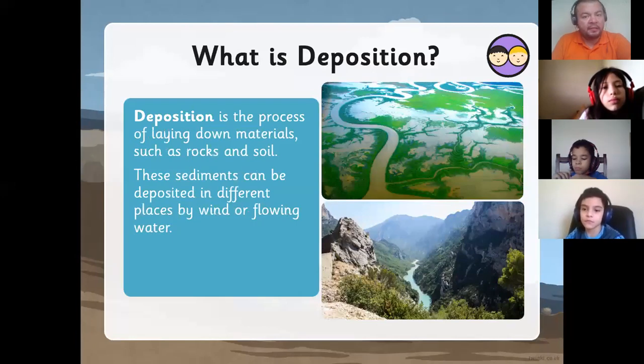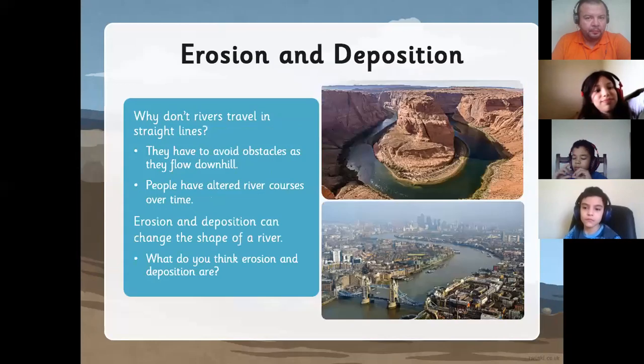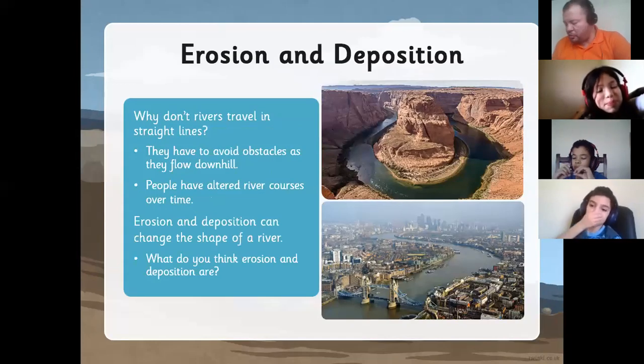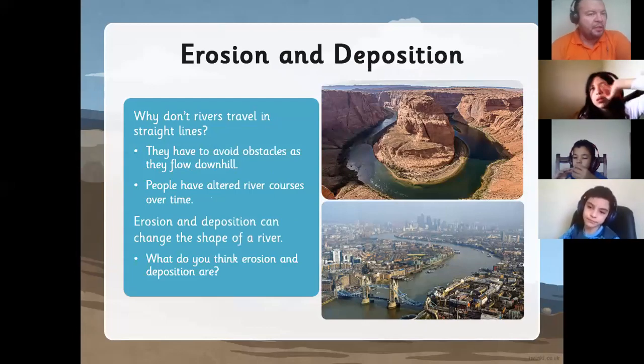Now, what is deposition? Deposition is the process of laying down materials such as rocks and soil. These sediments can be deposited in different places by wind or flowing water, with erosion and deposition.